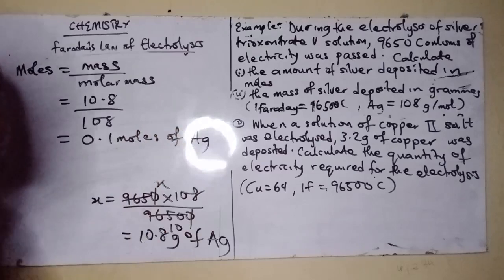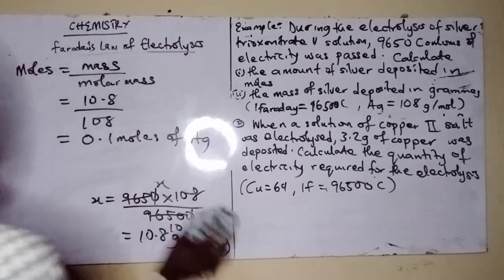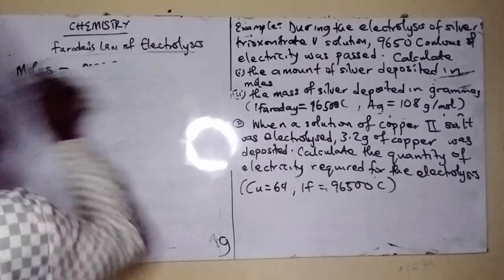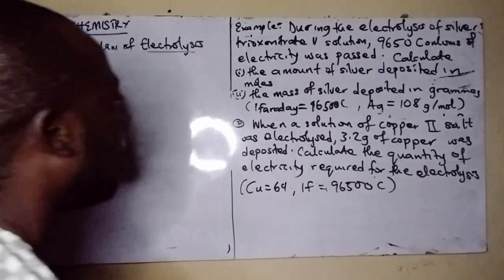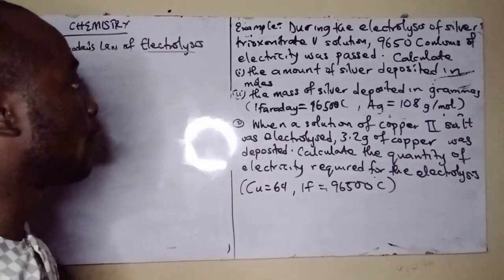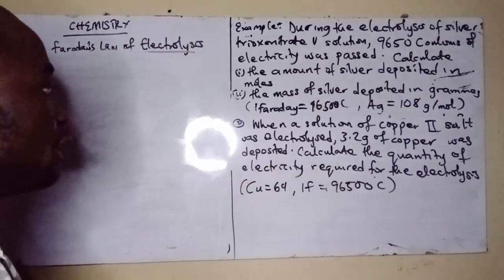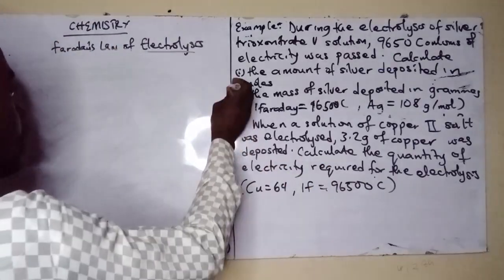I believe that example is clear enough. Let's go for example 2. When a solution of copper 2 salt is electrolyzed, 3.2 gram of copper was deposited. Calculate the quantity of electricity required for the electrolysis. Now, let's look at this one.